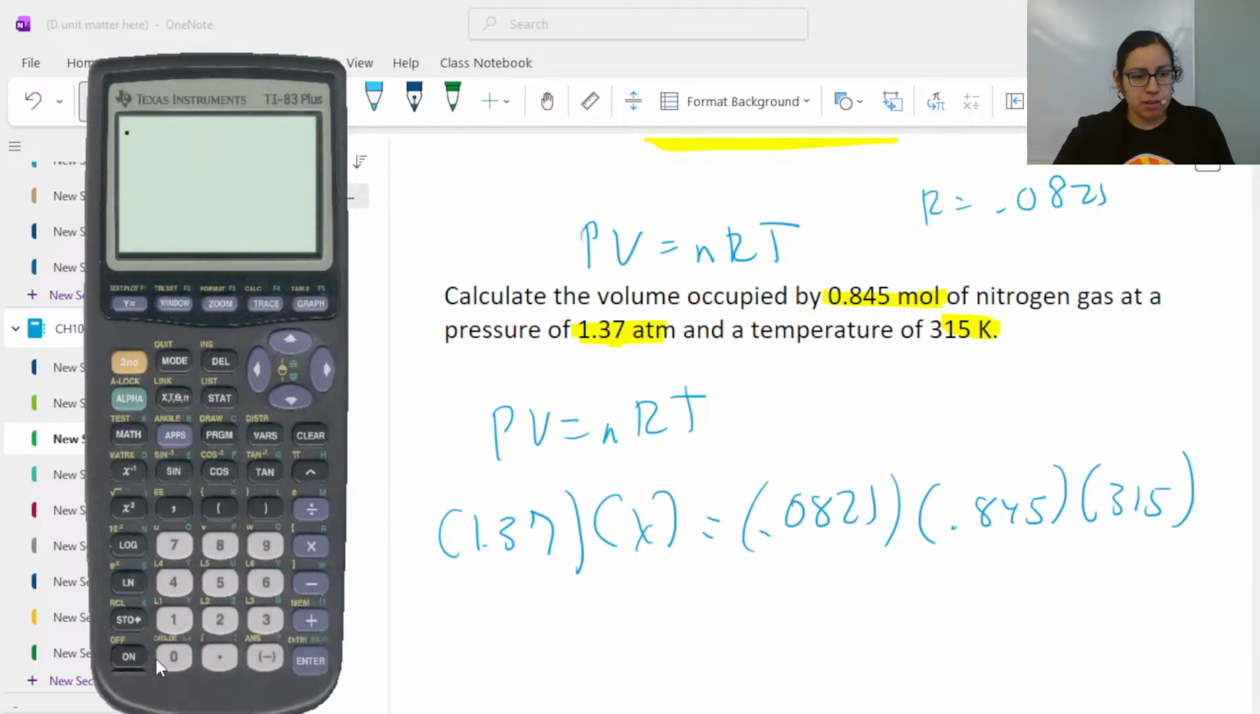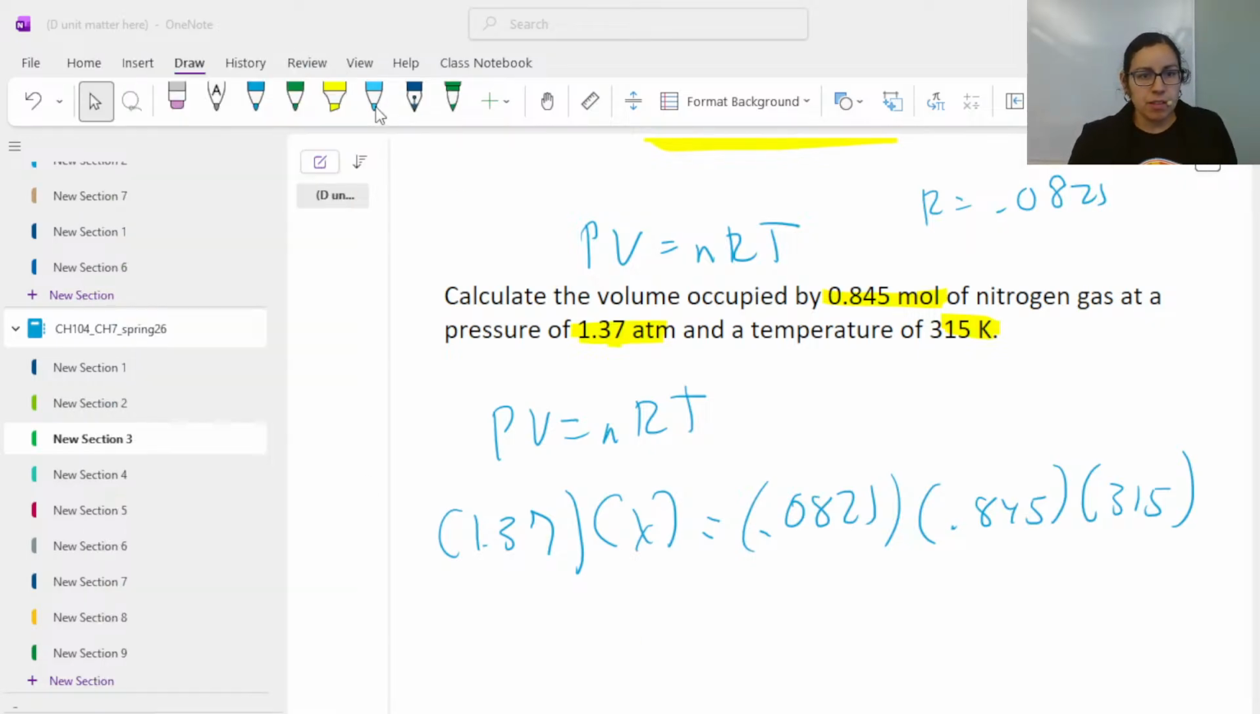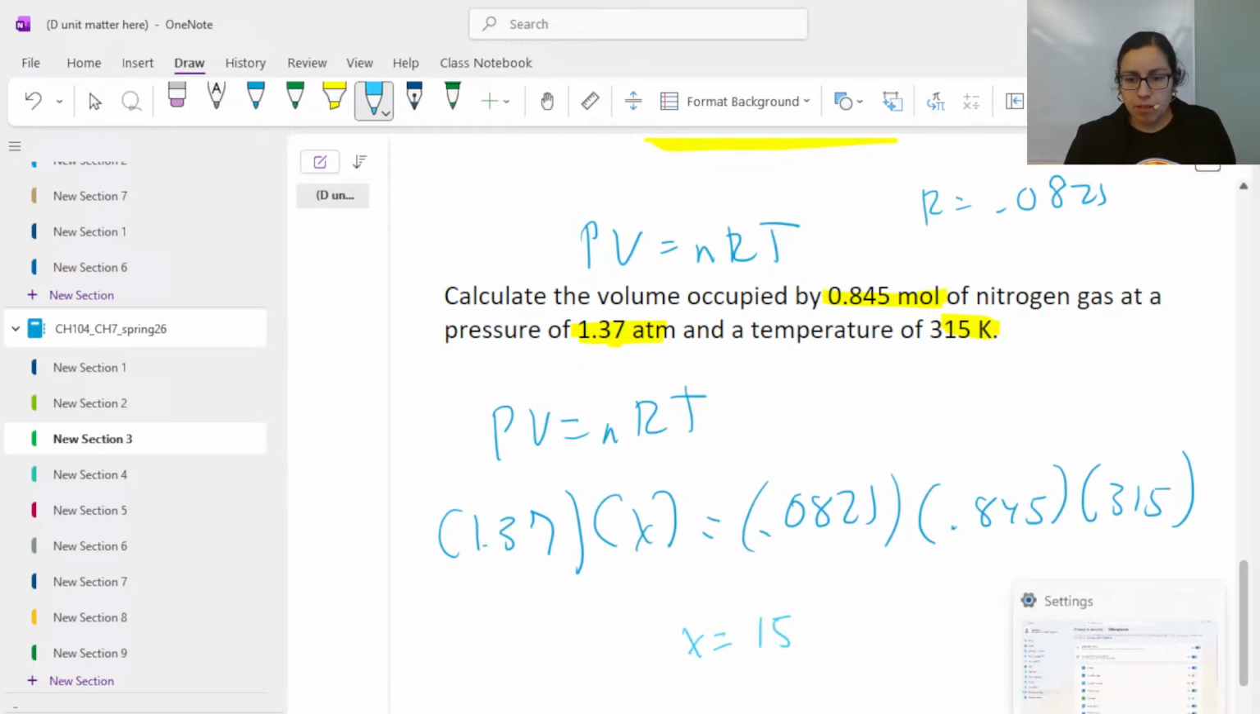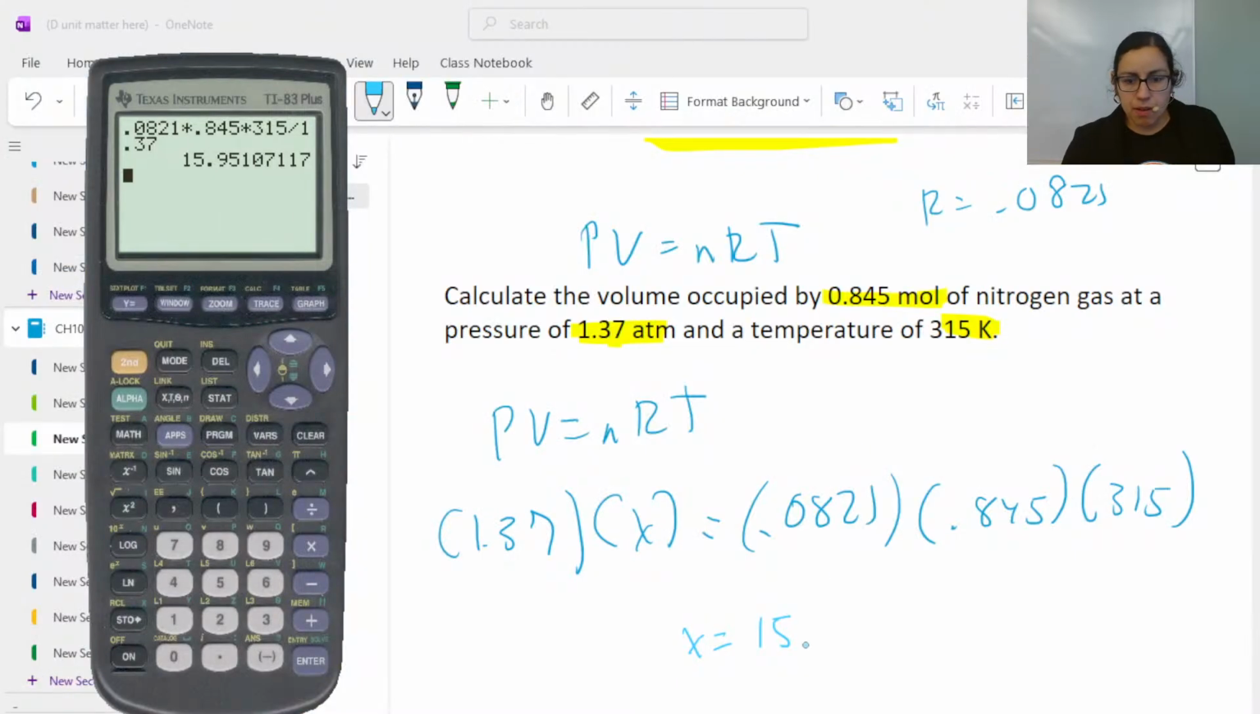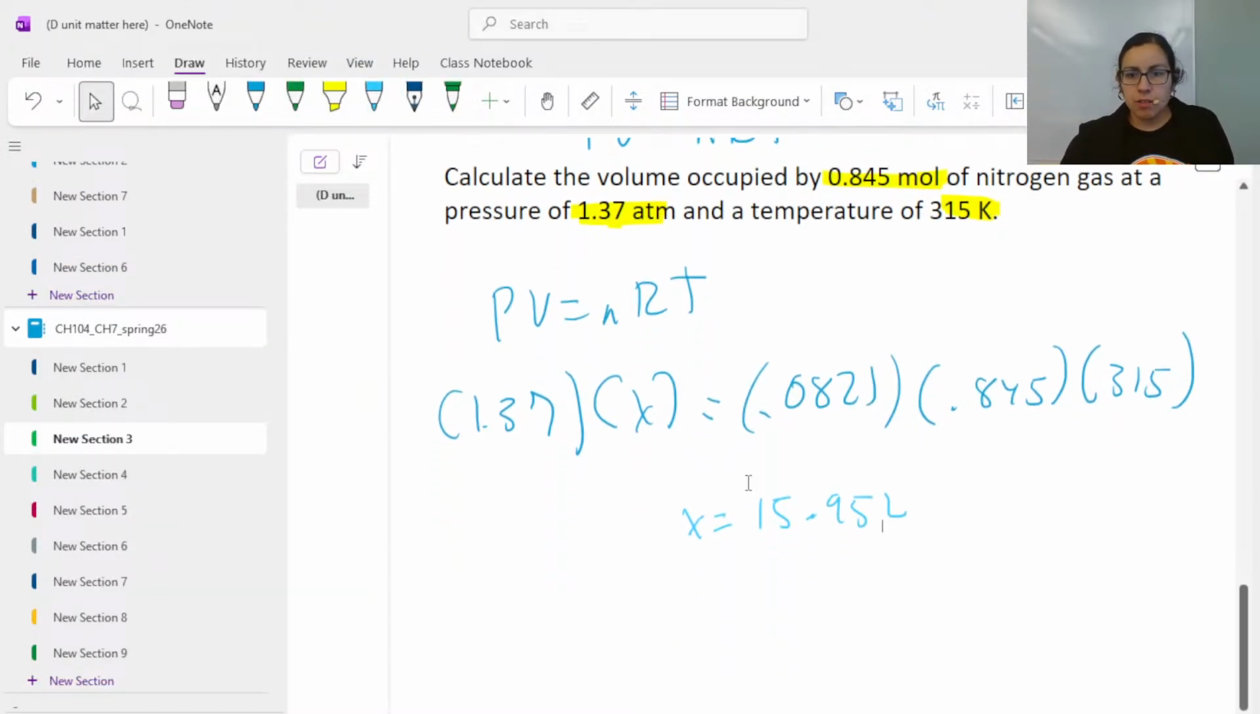Y'all can let me know what you get for the volume as I punch it in. So 15.95, that's what my calculator spits out. Do we all get that? Excellent, consensus. So x equals 15.95 liters. Technically, we probably want to give it 3 sig figs, so that would round us to 16.0 liters.